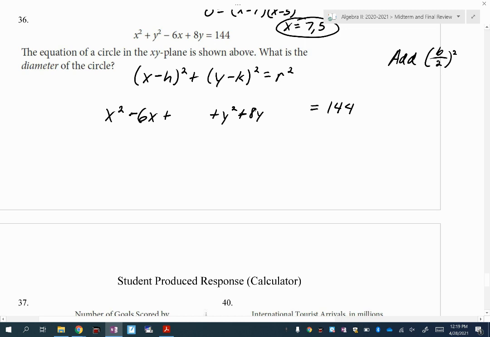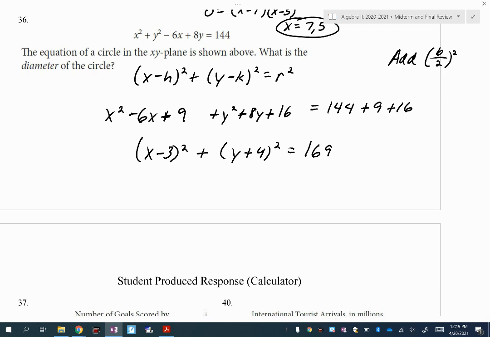So in this case, b is negative 6. Negative 6 divided by 2 is negative 3. When you square that, you get 9. But you got to do it to the other side as well. Then I have y squared plus 8y plus b over 2 squared. It's going to be 16. Add that to the other side as well. So now if I factor this, I get x minus 3 squared plus y plus 4 squared equals, if you add all that together, you get 169. So that's the equation of my circle in this form.